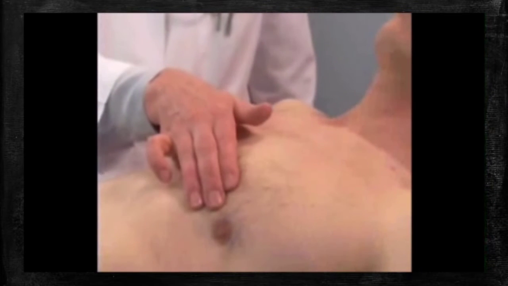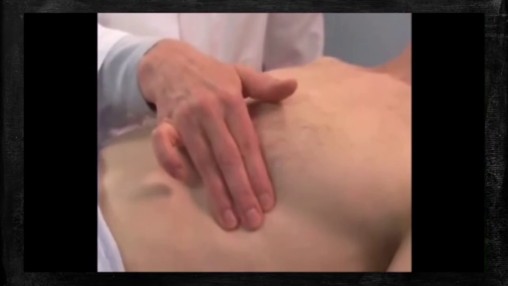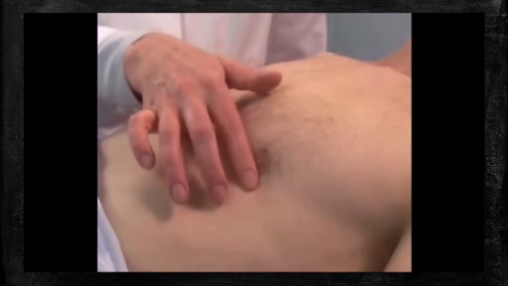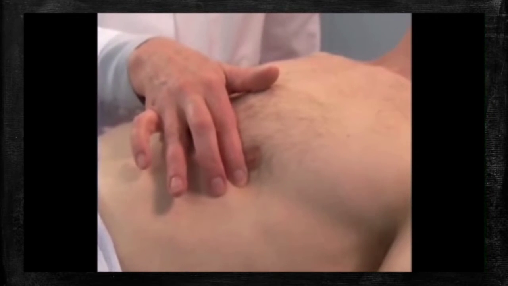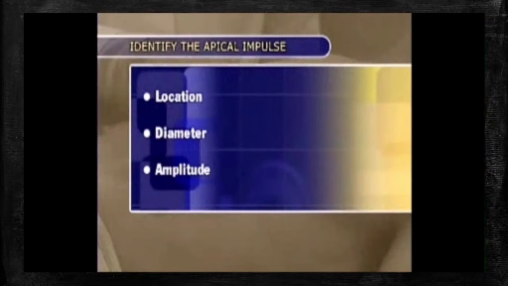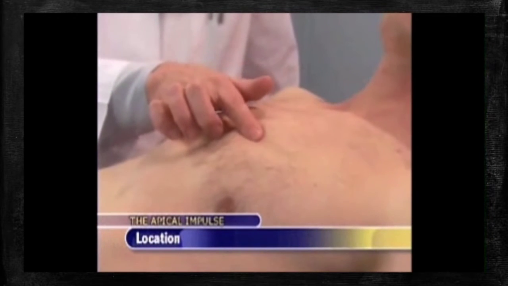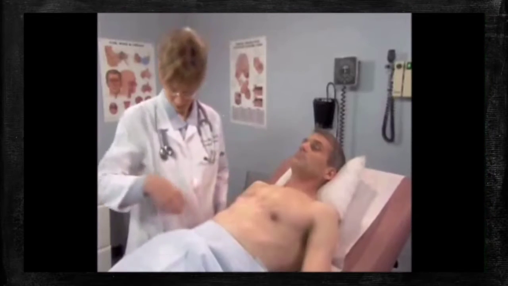Using the palmar surfaces of several fingers, then for finer assessments, your fingertips, followed by one finger alone, palpate to confirm the characteristics of the apical impulse. You will note its location, diameter, and amplitude. Identify the location of the apical impulse by the interspaces in which you feel it, and by its distance in centimeters from the mid-sternal line.